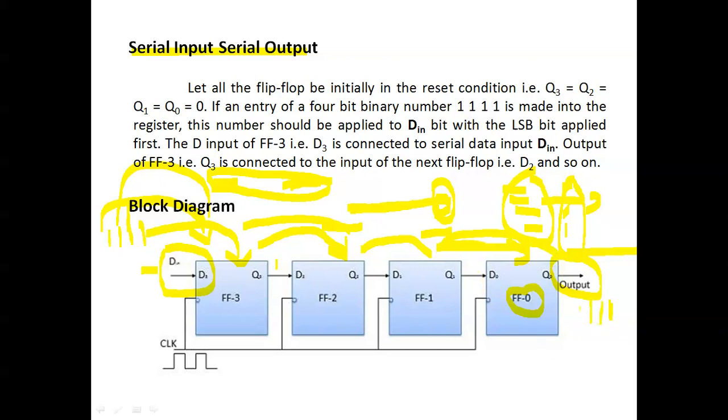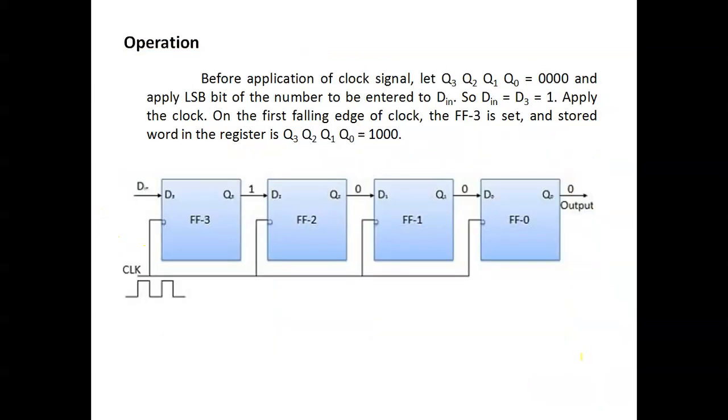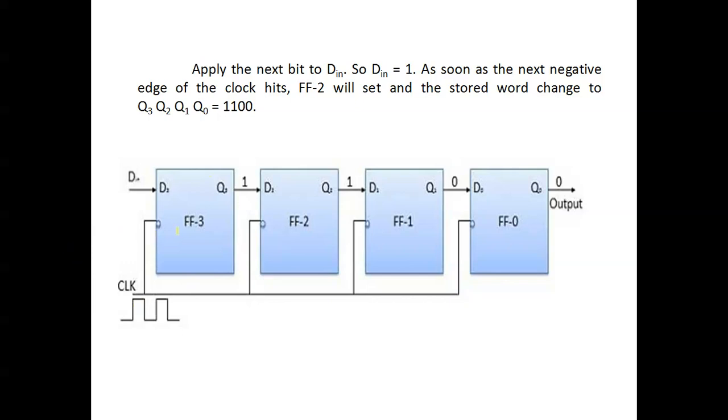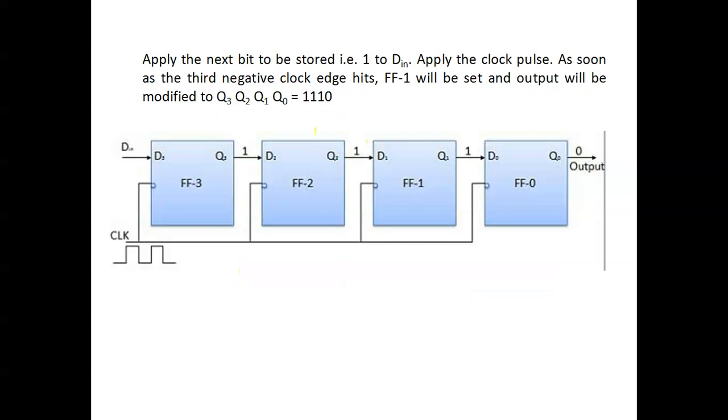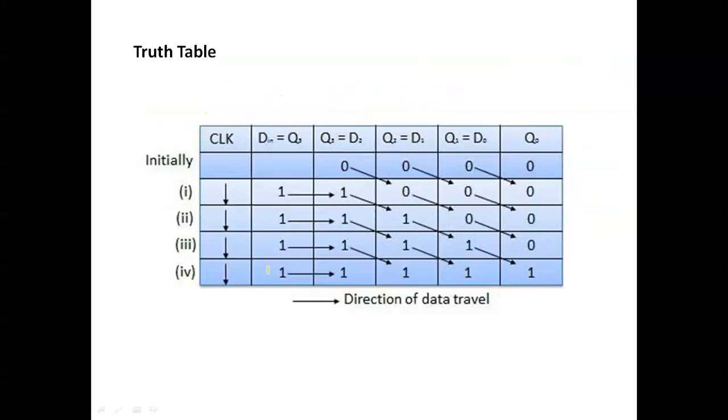Then the sixth clock pulse, the seventh clock pulse. After seven clock pulses only, we know what input was given and what the output is. So this is serial input and serial output. This is the operation I described. You see, one is there, and based on the clock pulse, on the second clock pulse one travels here and here, then one travels here and here. Like that, this is the truth table for the serial input, serial output.